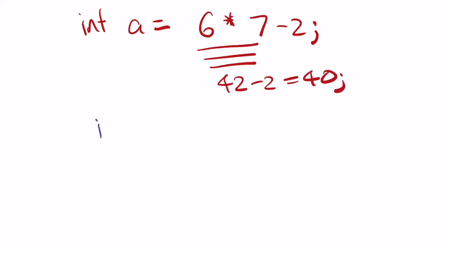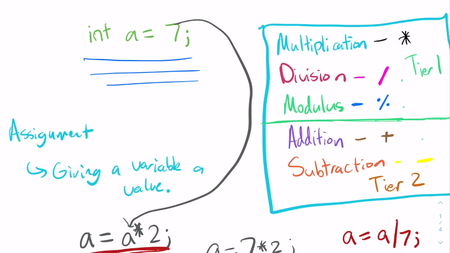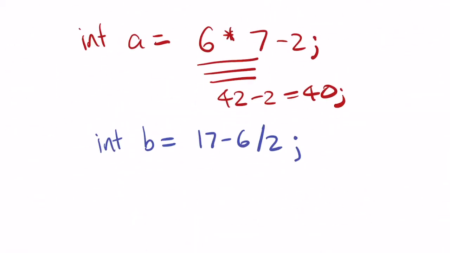Another example, let's say int b is equal to 17 minus 6 divided by 2. Let's go back to the precedence, right? We see that division is in a higher tier than addition and subtraction. So 6 divided by 2 will be evaluated first. So b will be given the value 17 minus 3, which is equal to 14.